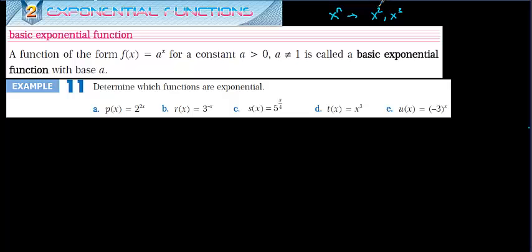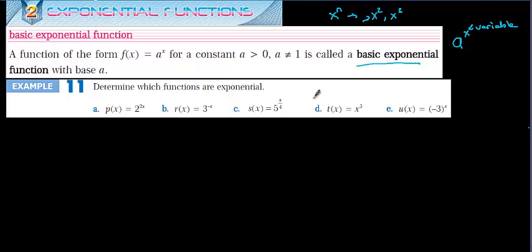Power is a real number, but the base is variable. In the exponential functions, base is a number and power is variable. It's going to be here.